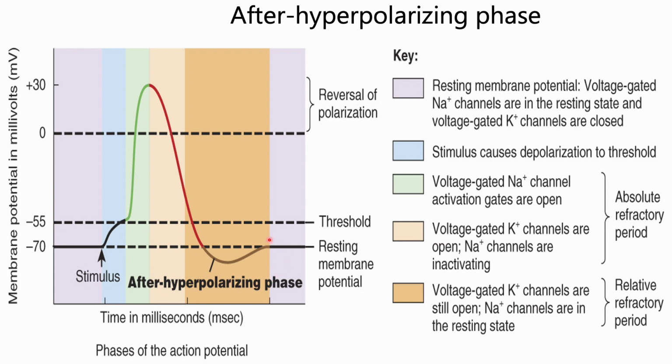This area here is what's called the after-hyperpolarizing phase, or undershoot. And this typically can go all the way down to minus 90 millivolts. And why did we say this is happening? We said that this happens because these potassium channels are still open, they're slow to close. And this leads to this undershoot, or after-hyperpolarizing phase.